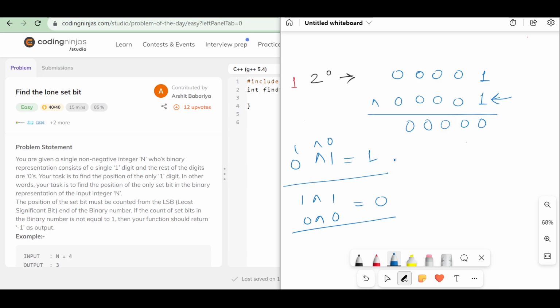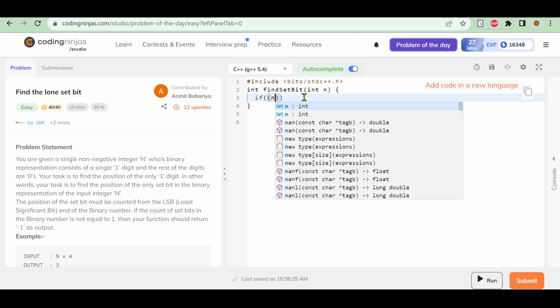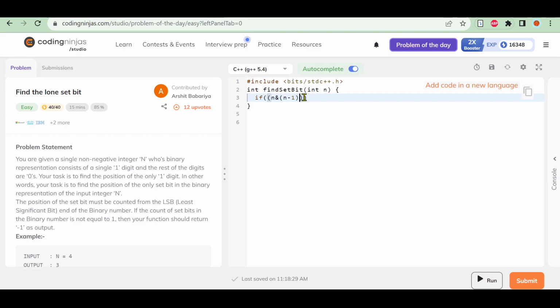Now let's see the code, and it will become more clear to you. As discussed, first we will find out if it is a power of 2 or not. For this I will perform a bitwise AND operation between n and n minus 1. If it is not equal to 0, it means this number is not a power of 2, and I will simply return minus 1 here. If it is not the case, then I will move further and try to find out the position of that only single set bit.